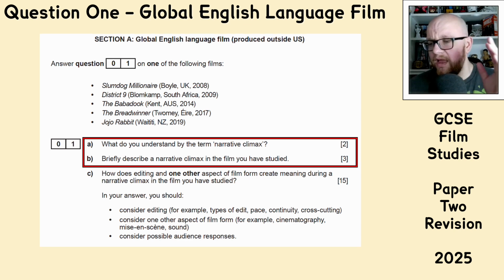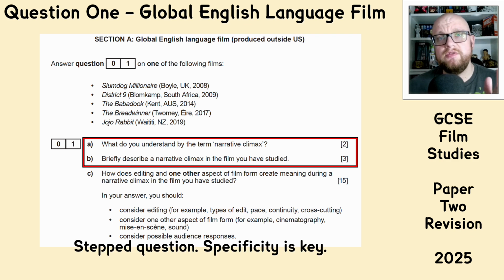As it is always with these questions, these are stepped questions, and this is why the Educast specification works well for a lot of students and a lot of teachers, because the stepped questions are easing you into what you need to do in your 15 marker. So asking what you understand by the term narrative climax, then asking you to briefly describe it. And again, specificity is key.